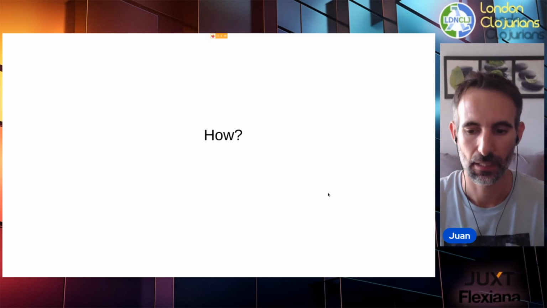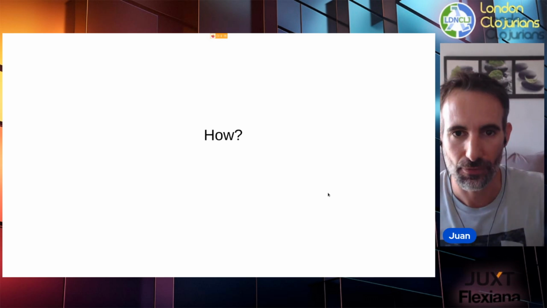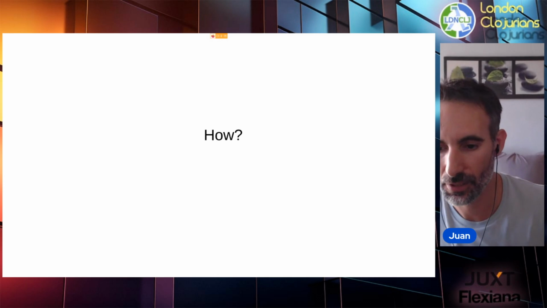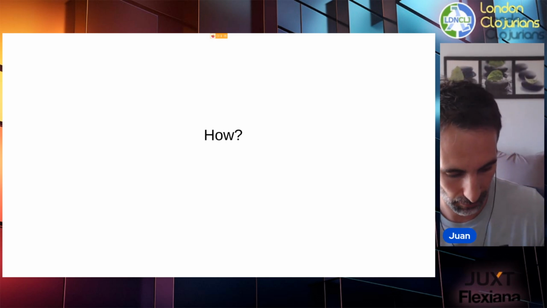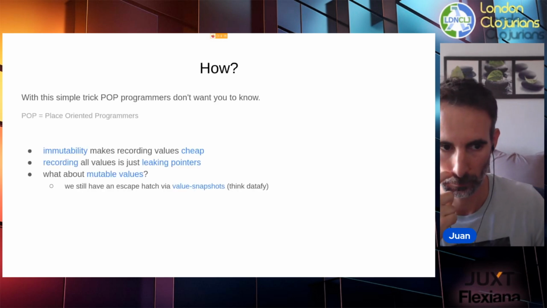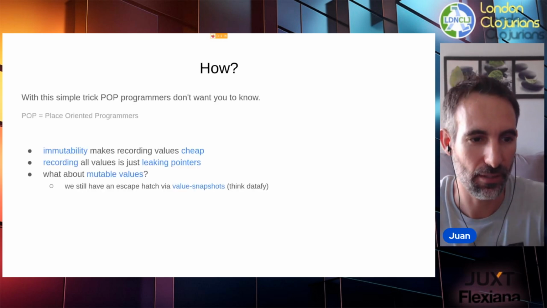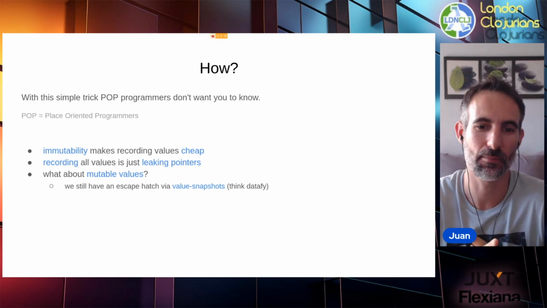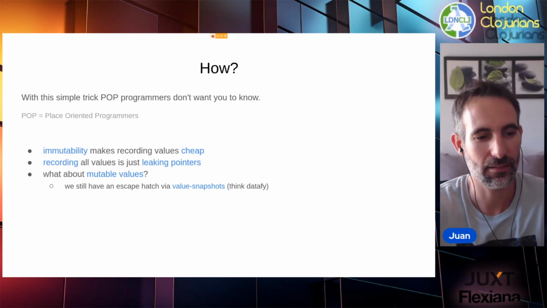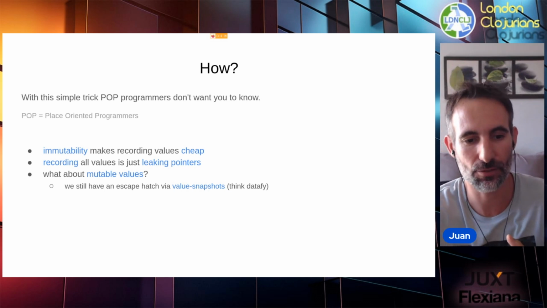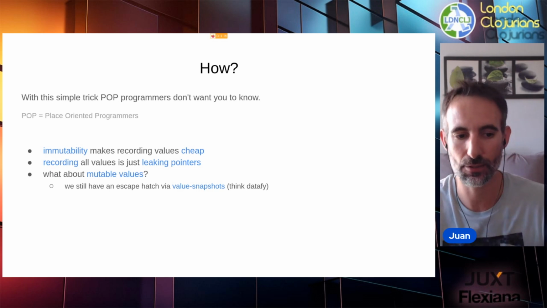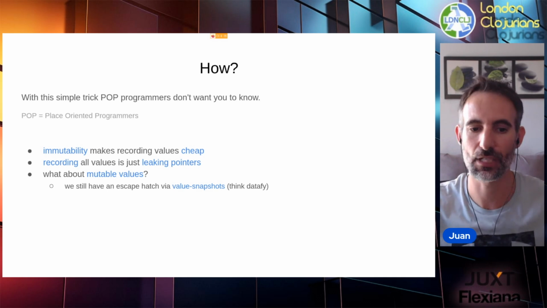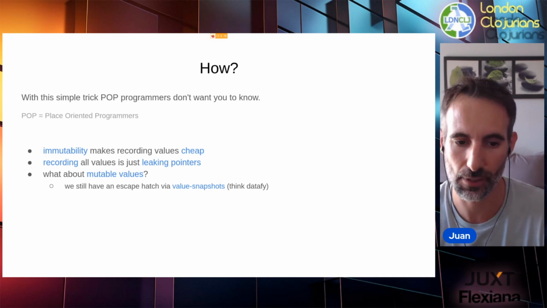And yeah, so now for the final part of the presentation, let's look a little bit at how all this recording is implemented. So how? With this simple trick, programmers don't want you to know. And it is that immutability makes recording values very cheap, because recording all values when a system is running is just leaking pointers, so the garbage collector doesn't grab them.